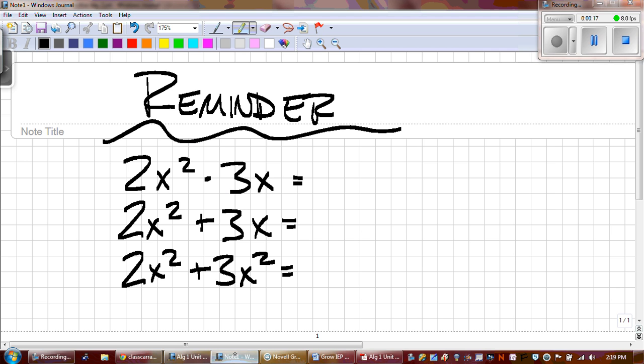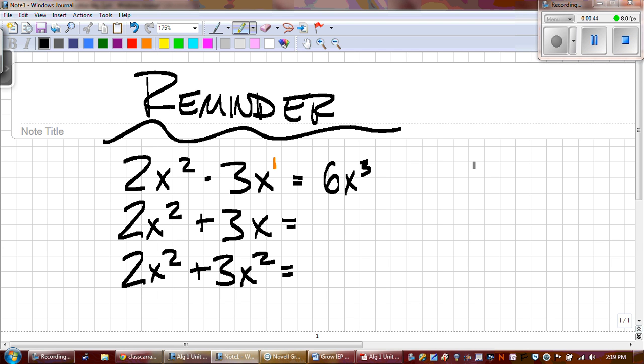Now, before we get started, let's go over a little reminder. 2x squared times 3x is what? Well, remember we multiply the coefficients, the number out front, so 2 times 3 is 6. And then we add the exponents. Remember that x technically has an exponent of 1, so 2 plus 1 is 3.